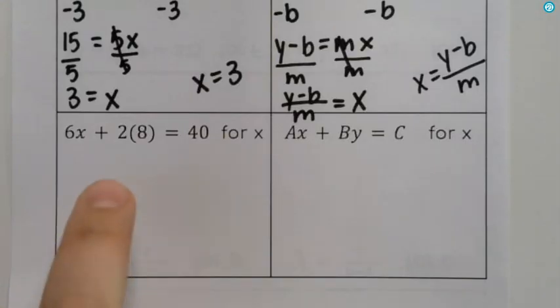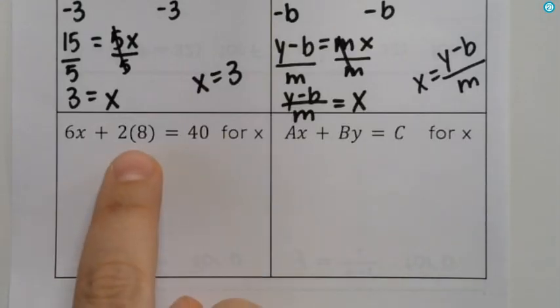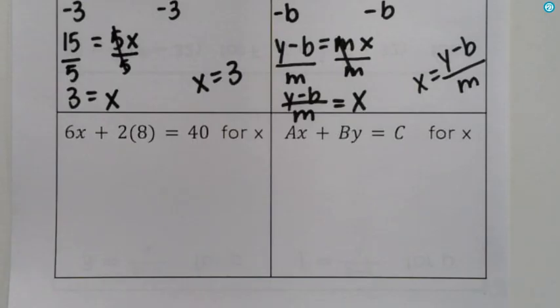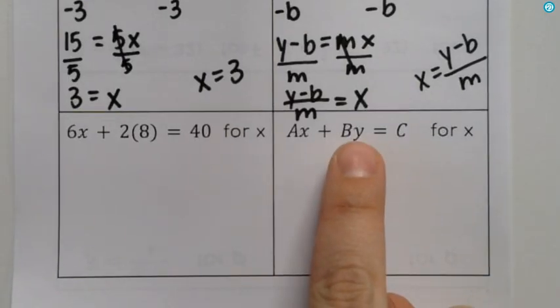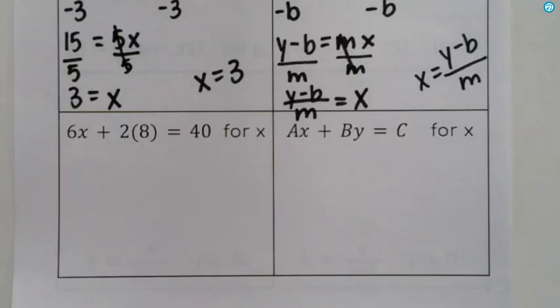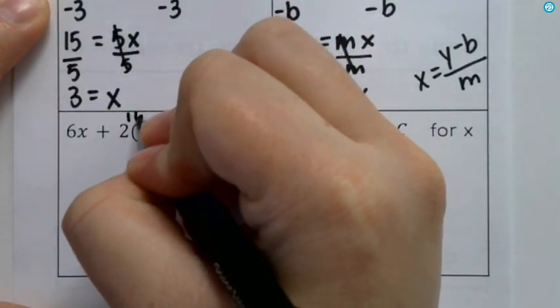So the next one we've got 6x plus 2 times 8 equals 40. We put that 2 times 8 as 2 times 8 because it's b times y here. We can go ahead and multiply those out. 2 times 8 is 16.